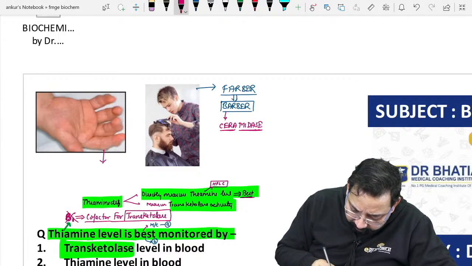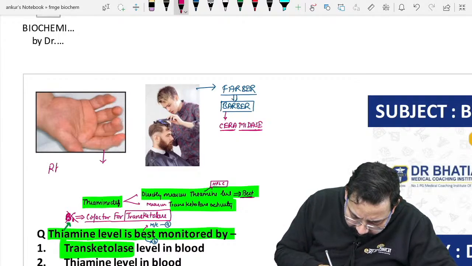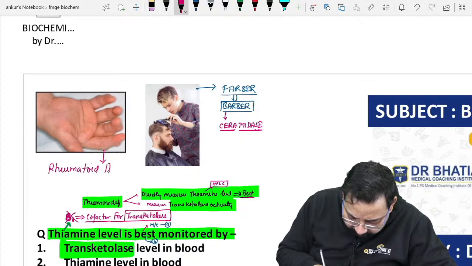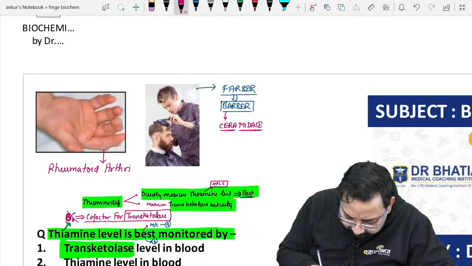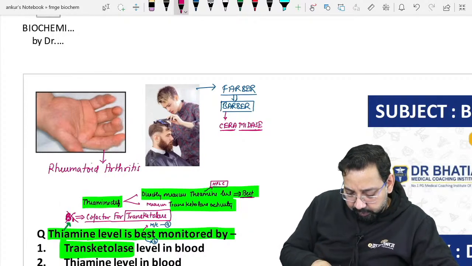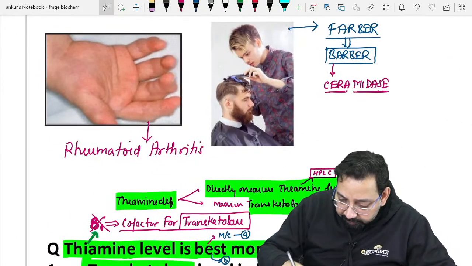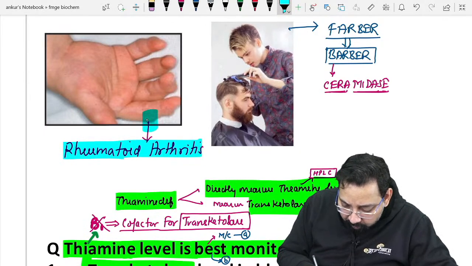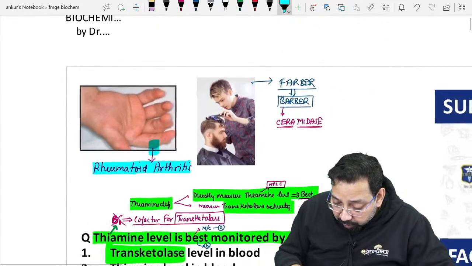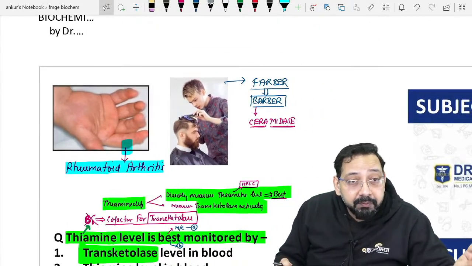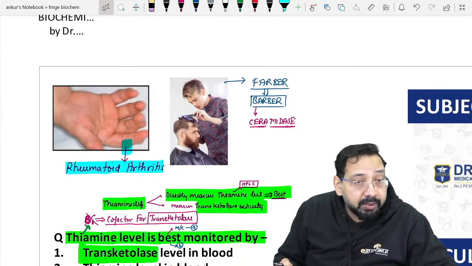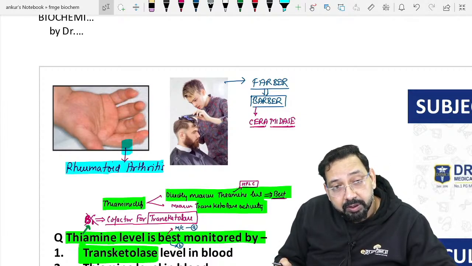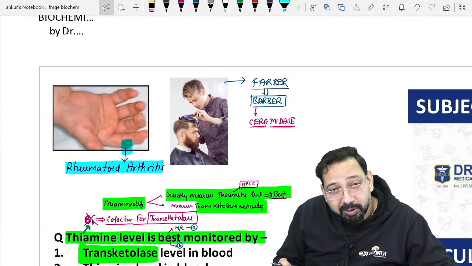Rheumatoid arthritis. Yes, this is rheumatoid arthritis, small joints are involved. So when they ask a question, you will find Farber disease, Fabry's disease, sphingomyelidosis meaning Niemann-Pick disease, hexosaminidase deficiency, that is Tay-Sachs disease.